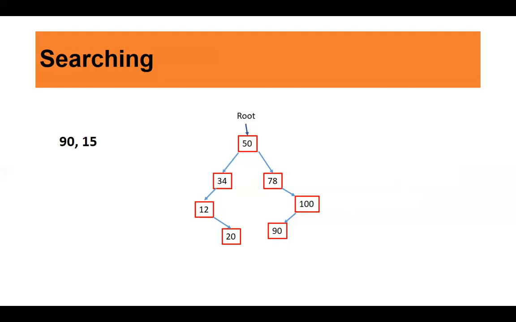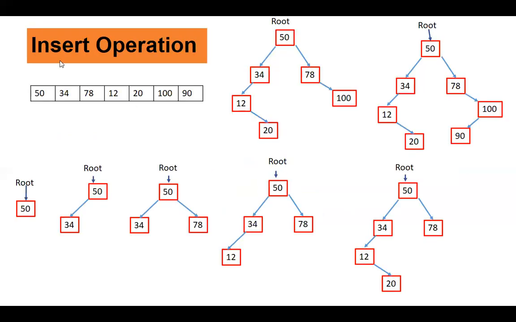Now, let us look at the next operation, the insert operation. These are the keys using which we'll be creating a binary search tree. The very first key you read is always the root. So read 50. 50 is the root node, pointed to by the root pointer. The next key you read is 34. Compare it with 50. 34 is less than 50, so 34 will be inserted as the left child of 50.